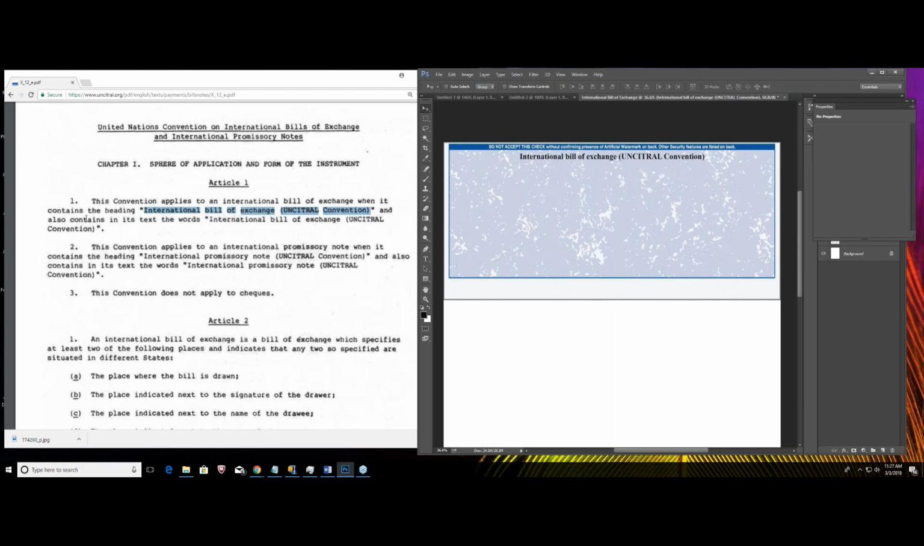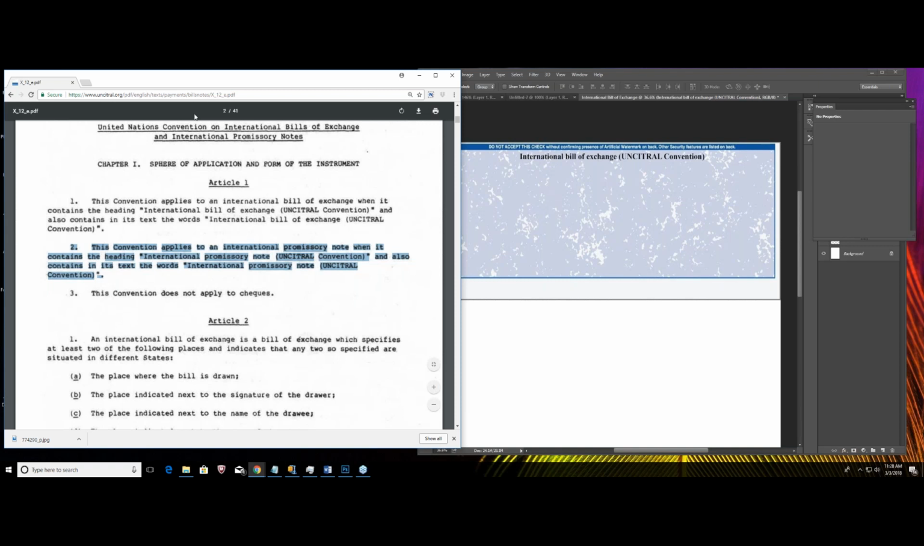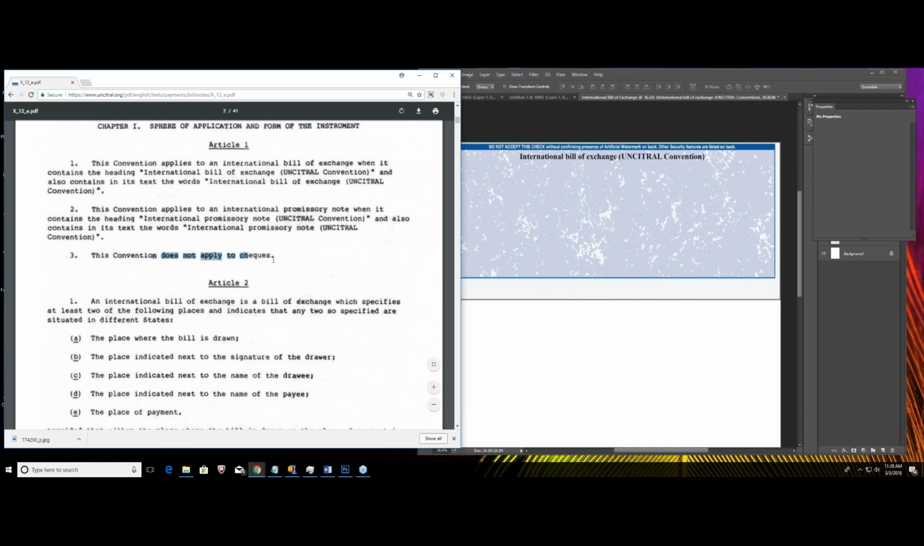Now what you're going to notice is that you're always going to have two or three sections in each article. One will talk about bills of exchange. The other will talk about promissory notes. We're not doing promissory notes. Promissory notes are two-party instruments. Bills of exchange are three-party instruments, and bills of exchange is what I suggest you use in a secured party process. I'll explain that to you a little while later. I'm not against promissory notes at all, but in using a secured party, there's a reason why you study bills of exchange. This convention does not apply to checks. Even though a bill of exchange is very similar to a check and operates as a three-party instrument as well, it's not a check.